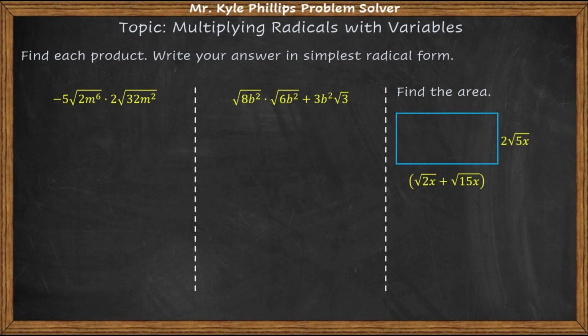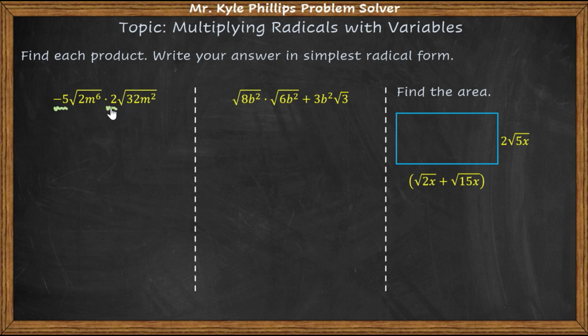Everybody, in this video we're talking about multiplying radicals with variables. They want us to write our answer in simplest radical form. Remember, the way we add and subtract is that we have to look for values that are the same under the radical. But when we're multiplying, we're going to multiply the coefficients together, and then multiply what's under the radical together. Don't forget about your exponential properties. When you are multiplying here, you will add the exponents.